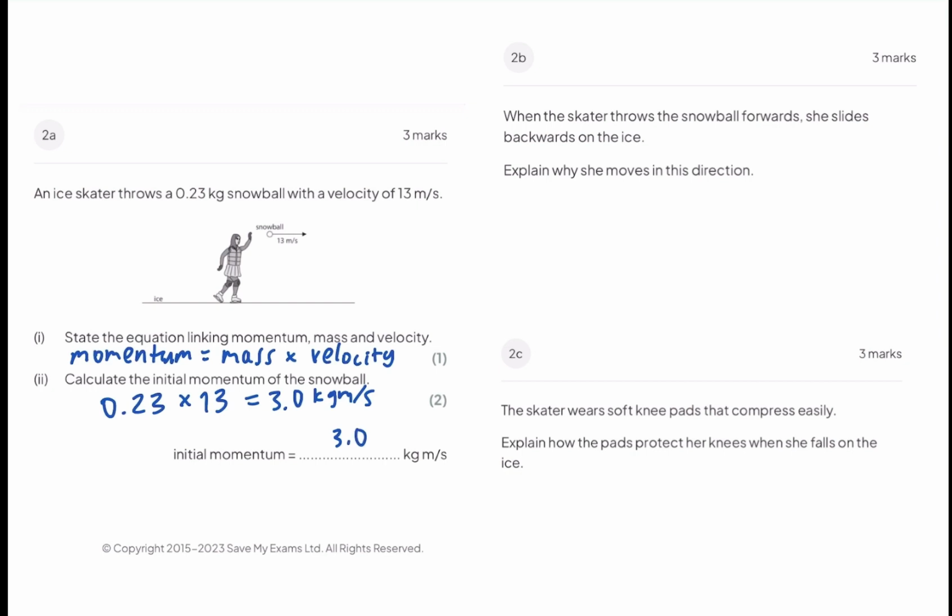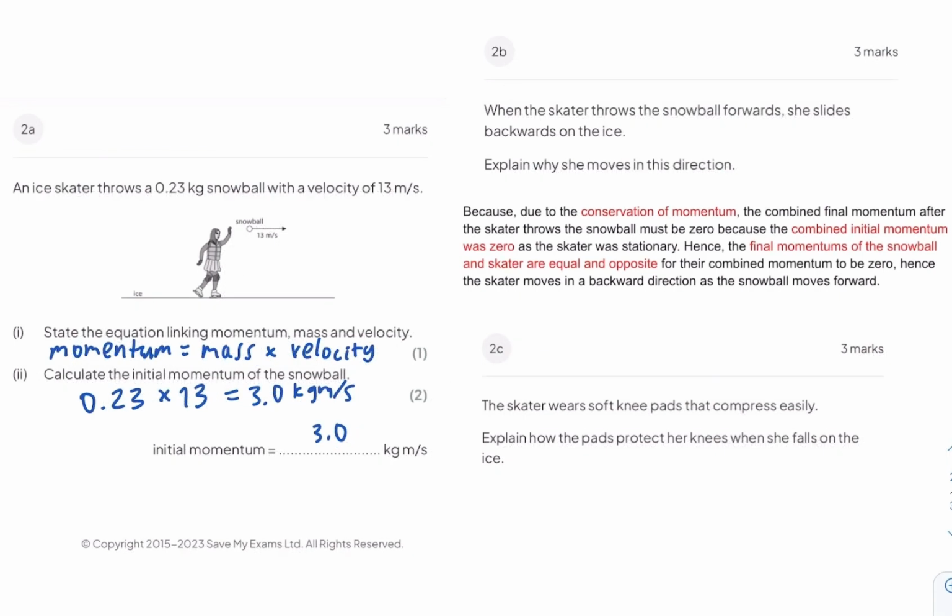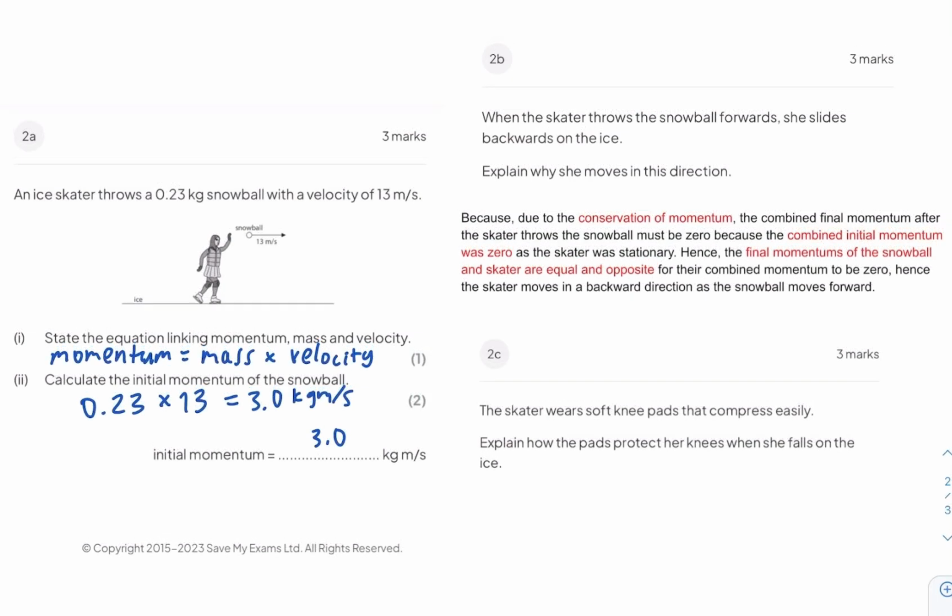Okay, so part 2b states that when the skater throws her snowball forwards, she slides backwards on the ice, and we need to explain why she moves in this direction. So this is the model answer I came up with, because due to the conservation of momentum, the combined final momentum after the skate.